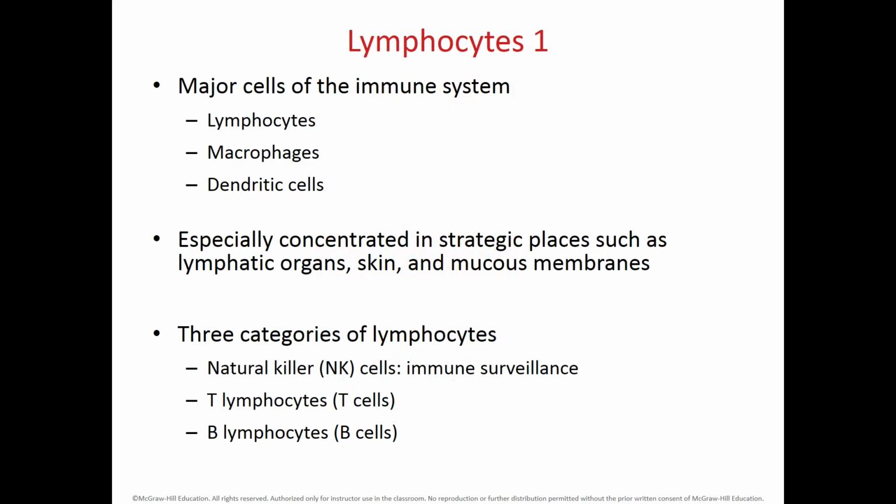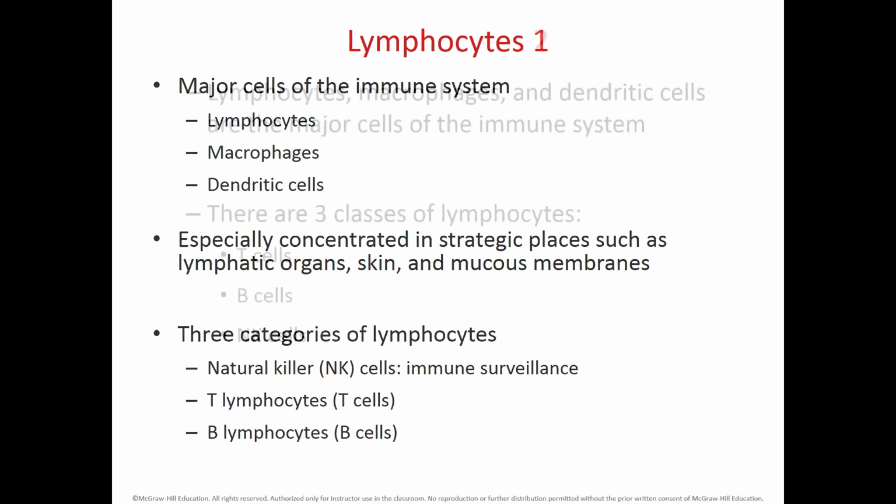Okay, so more details about the lymphocytes. They are the major cells of the immune system, together with the macrophages and the dendritic cells, and they are located in specific, strategic places that help us prevent infections, like in the lymphatic organs that we talked about, the skin, and the mucous membranes. And again, the 3 types of lymphocytes are the NK cells, the T cells, and the B cells.